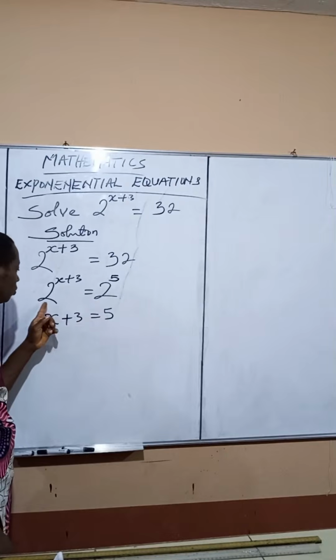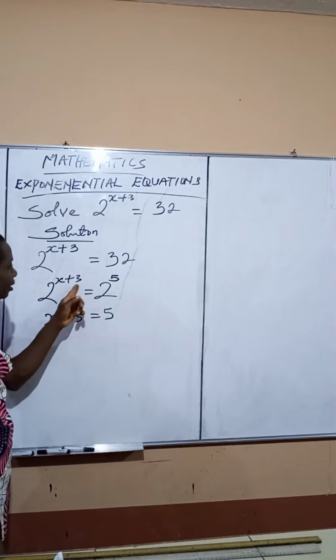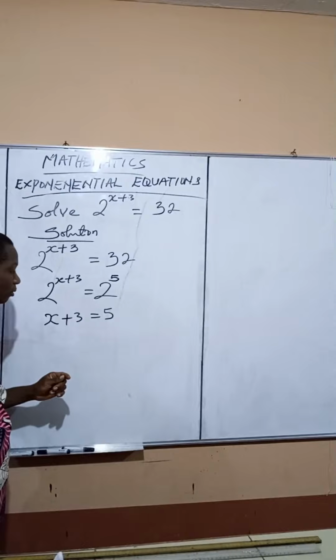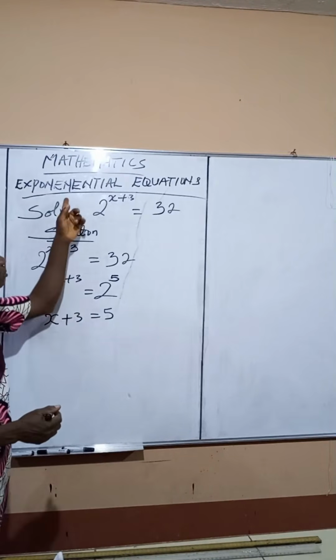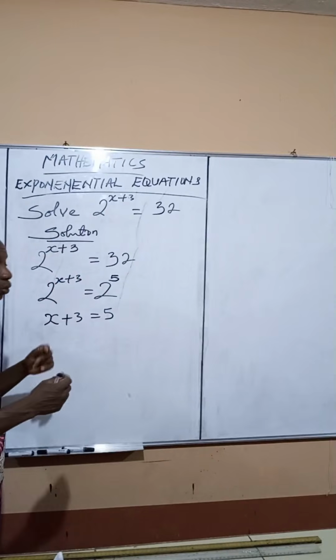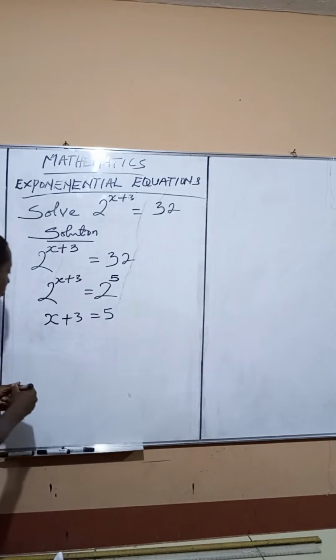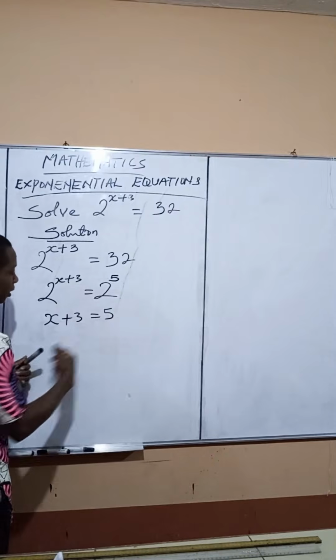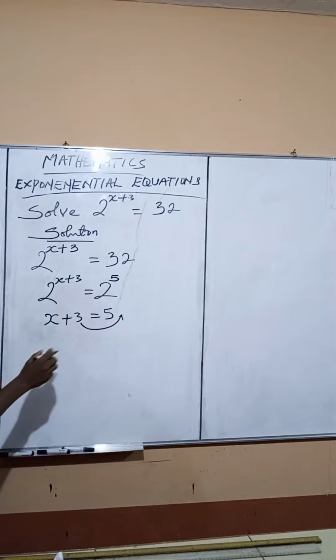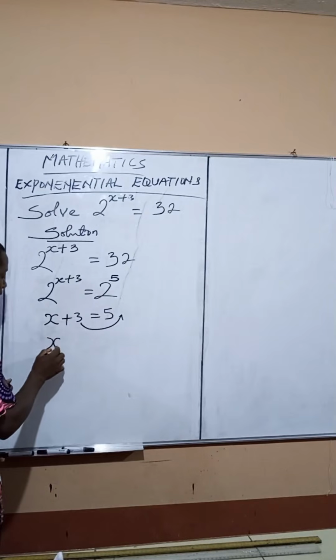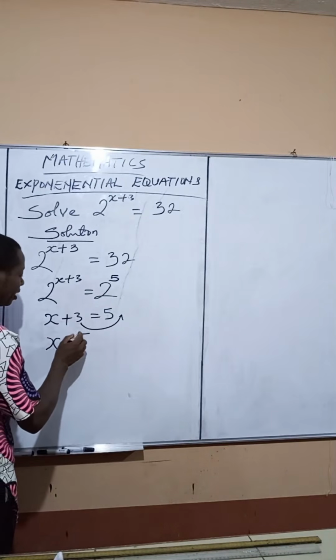Since the bases are equal, just simply equate the powers, or sorry, not the power, yes, the exponents. We call it the exponent because exponential equations involve exponents. That's the meaning. So we can simply transfer this one here. Let's take this one to this other side. If we achieve that, we are now going to have x equals to 5.